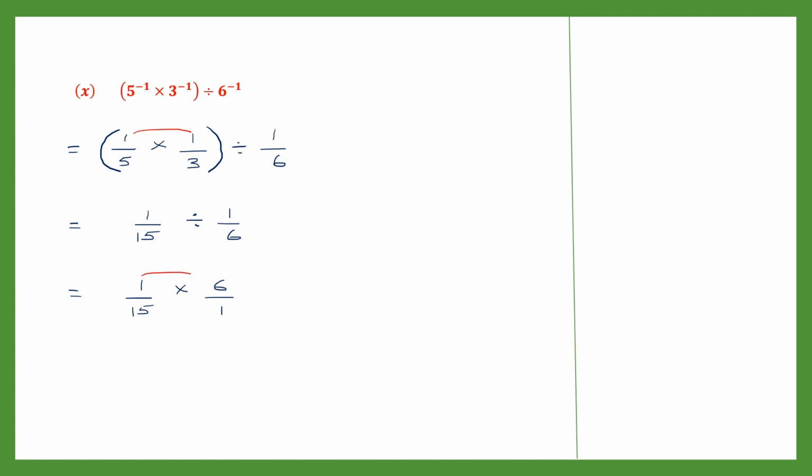Now let's multiply the numerators and the denominators. 1 into 6 is 6. 15 into 1 is 15. So our final answer here is 6 by 15. 6 by 15 can also be reduced to the lowest term. Both are divisible by 3. 3 twos are 6, 3 fives are 15. So if you're asked to reduce to the lowest term, you can do that and get your answer as 2 by 5.